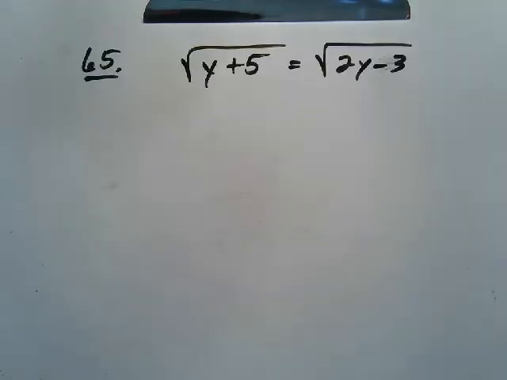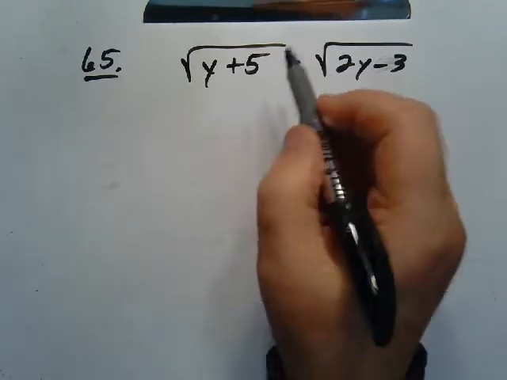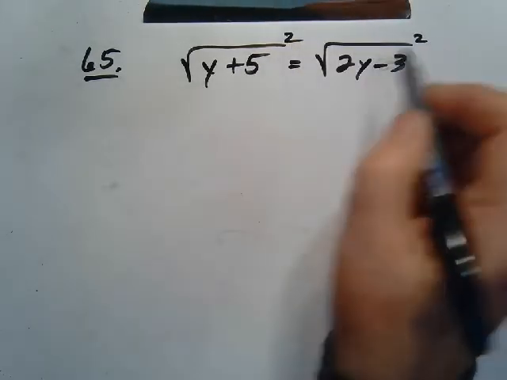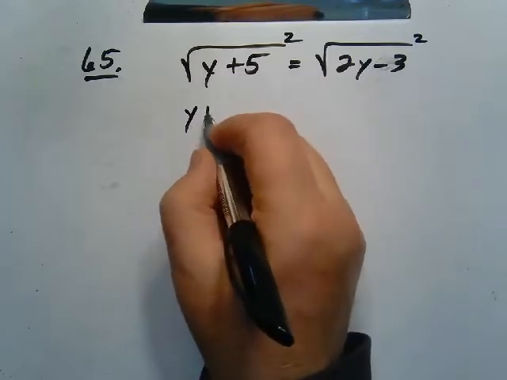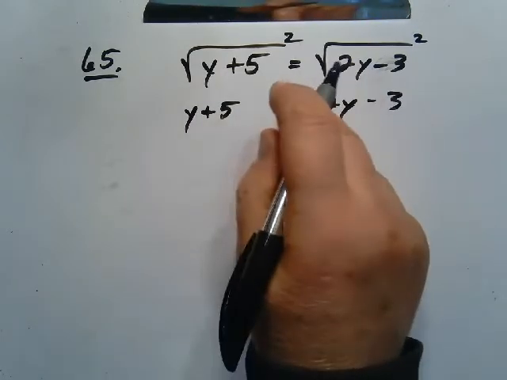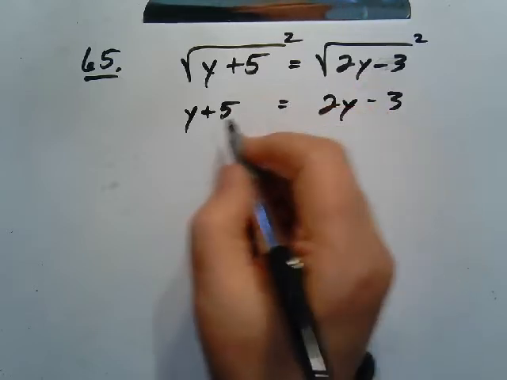All right, let's go ahead and do this one. This one turns out very easy because there's a single radical on both sides, and if I square both sides, both of these radicals are going to go out. They're just both going to go out, and then I'll just solve this linear equation here.